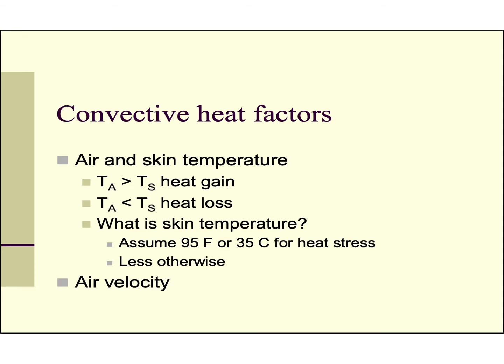Let's look at the factors that influence convective heat transfer. Key point here is the difference between air temperature and skin temperature. If the air temperature is greater than skin temperature, there's heat gain. If air is less than the skin temperature, then there's a heat loss. Skin temperature is not so easily measured as air temperature, so we assume that in a heat stress condition, skin temperature is going to be 95 degrees F, 35 degrees C. Ordinarily, with the body in a heat balance condition where there's not a stressful situation, it'll be somewhat less, but for purposes of the calculation, we'll use 95 degrees F.